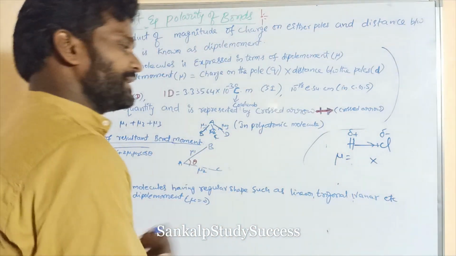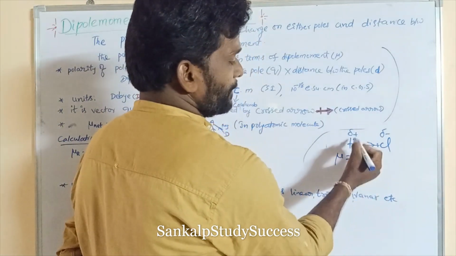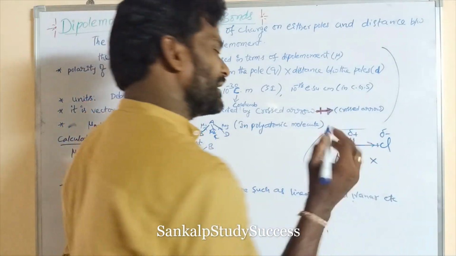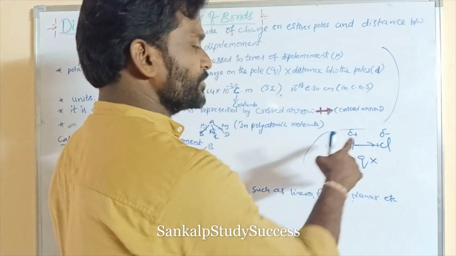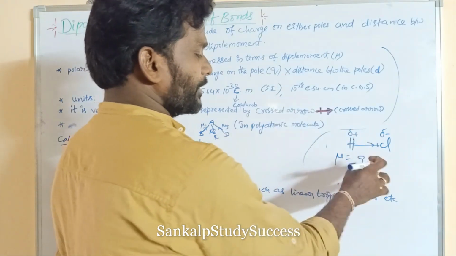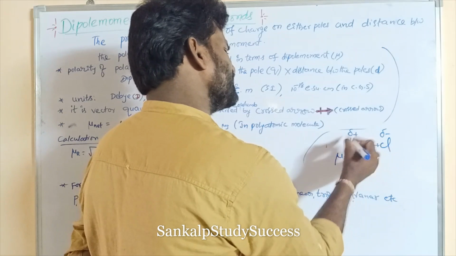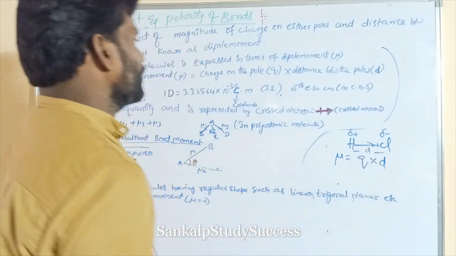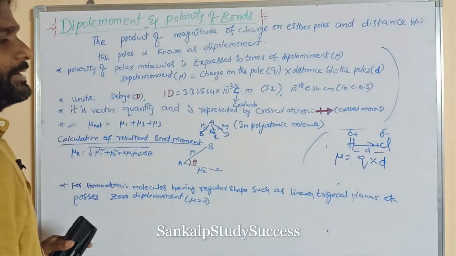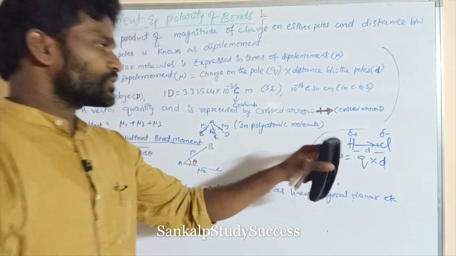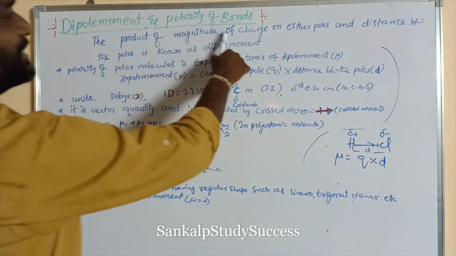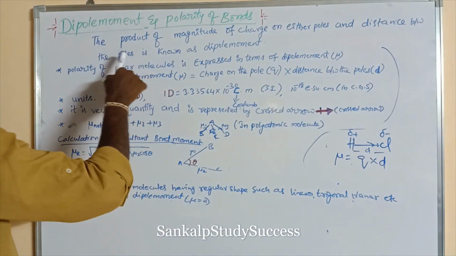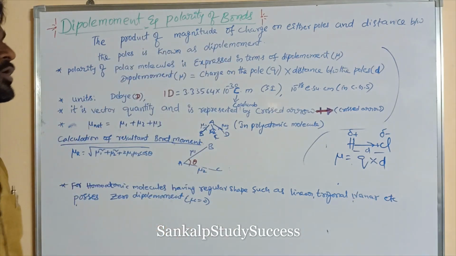Dipole moment can be defined as the product of the magnitude of charge, here taken as Q or delta, on the pole and the distance between these poles, which we can say is d. So this is the formula of dipole moment. Dipole moment is represented by mu. So what is the definition? The product of the magnitude of charge on either pole and the distance between the poles is known as dipole moment.